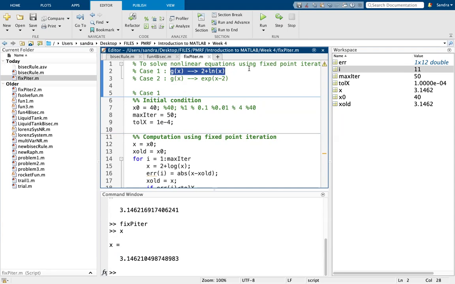This depends on your problem. You can't say that one function always lands on one root. You can get multiple roots also. But in this case, with this functional form, you're always landing on the second solution. We are not getting the first root.